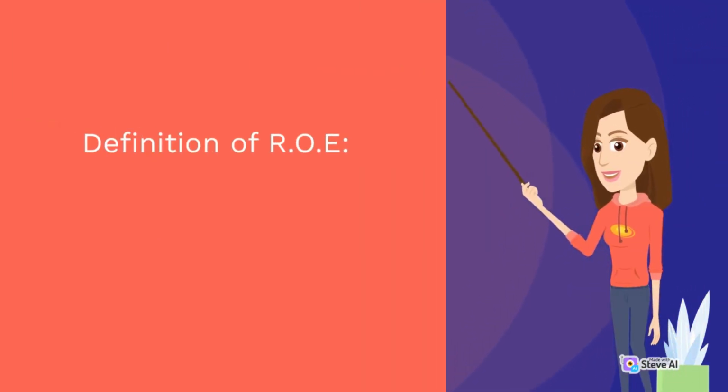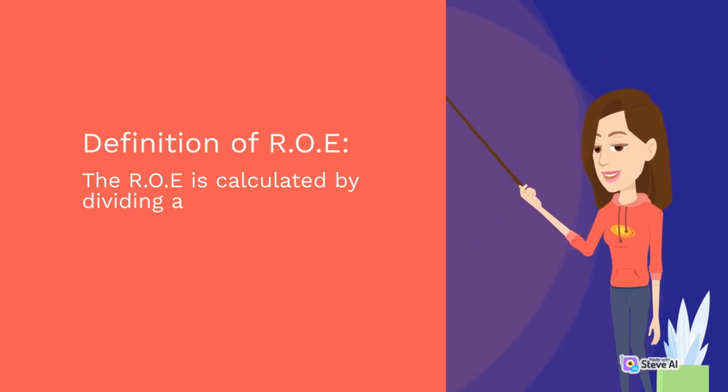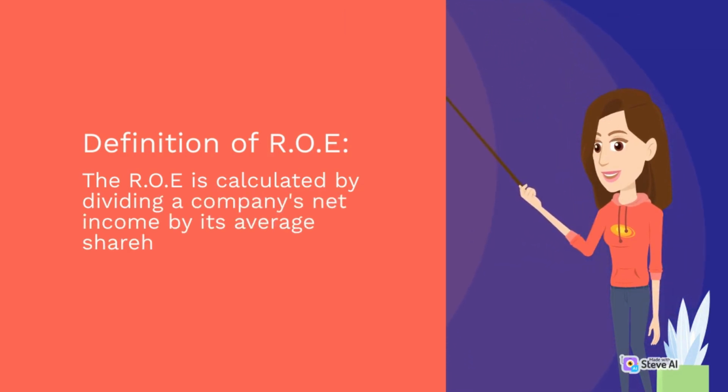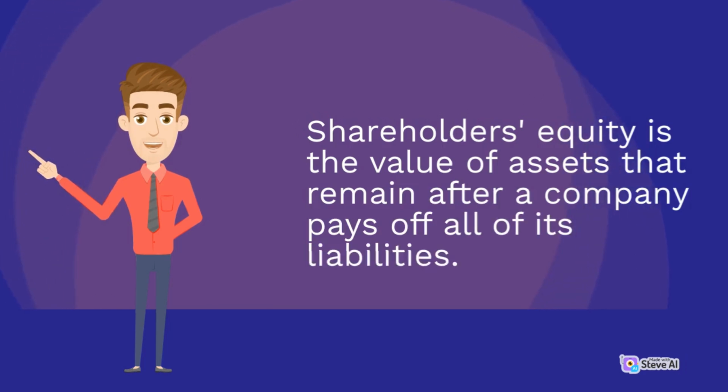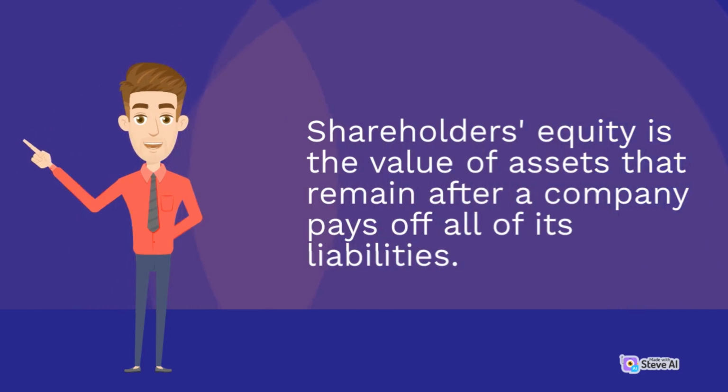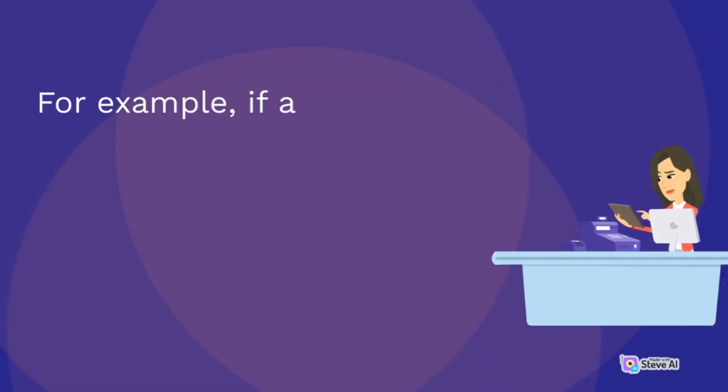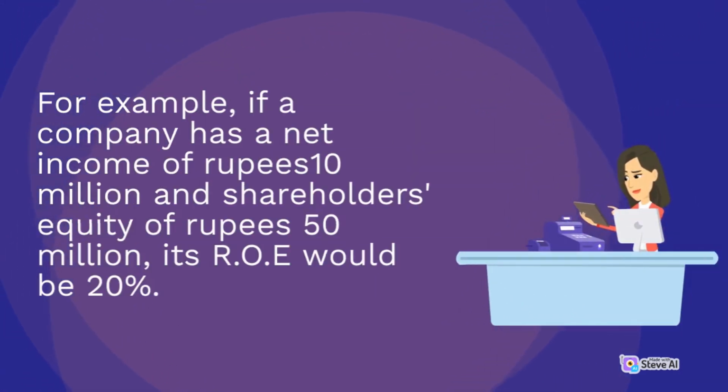Definition of ROE. The ROE is calculated by dividing a company's net income by its average shareholders' equity. Shareholders' equity is the value of assets that remain after a company pays off all of its liabilities. For example, if a company has a net income of Rs 10 million and shareholders' equity of Rs 50 million, its ROE would be 20%.